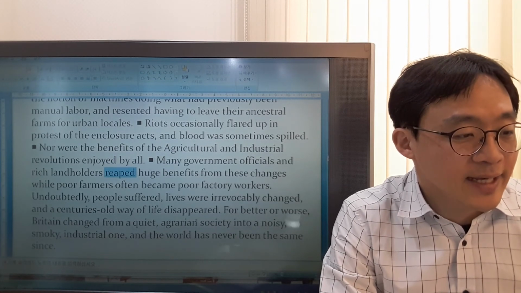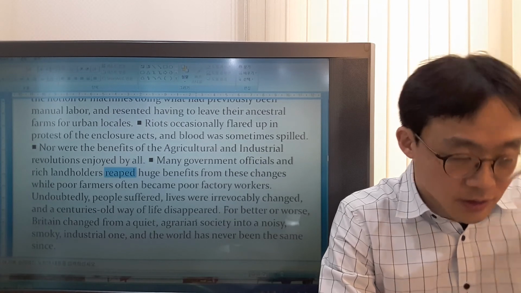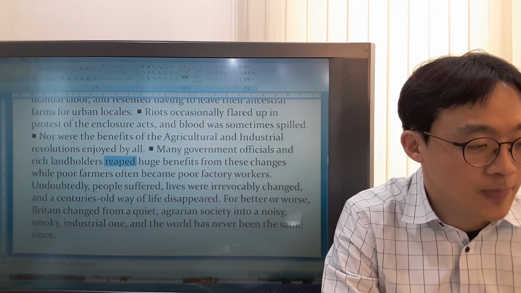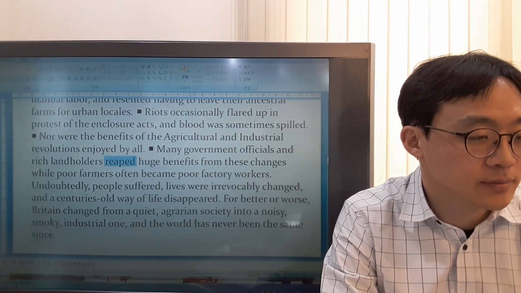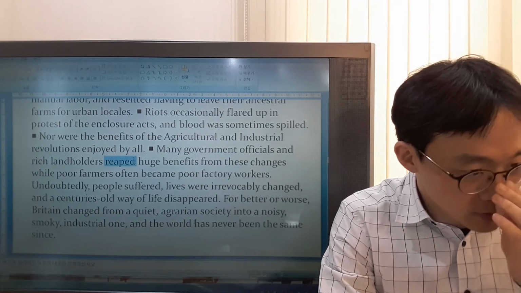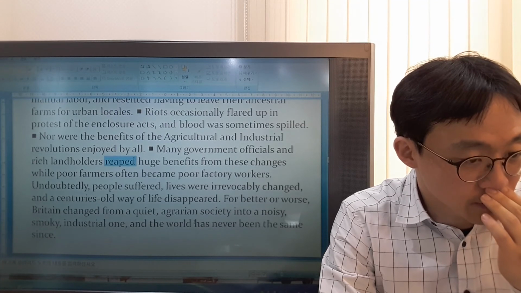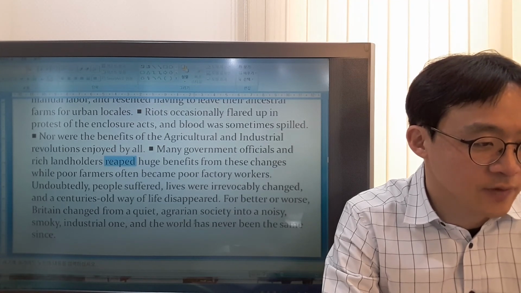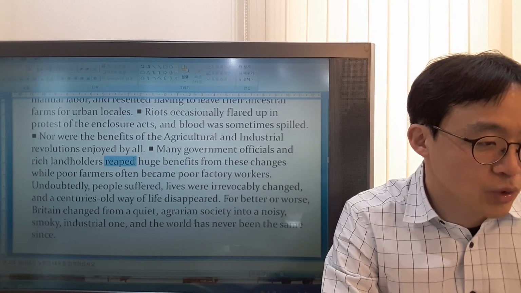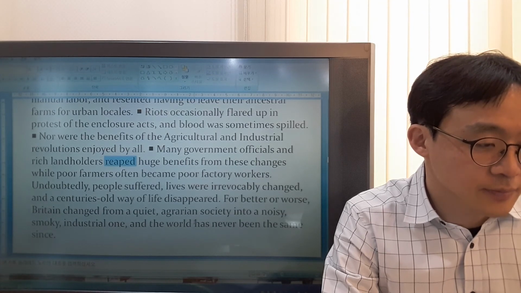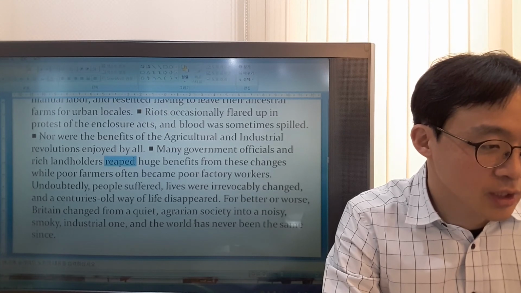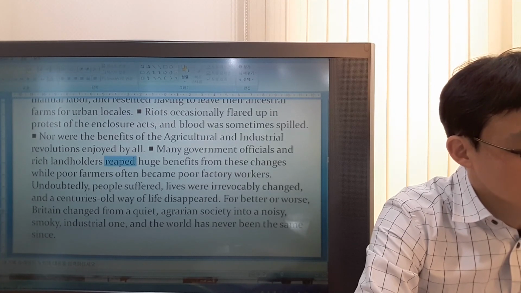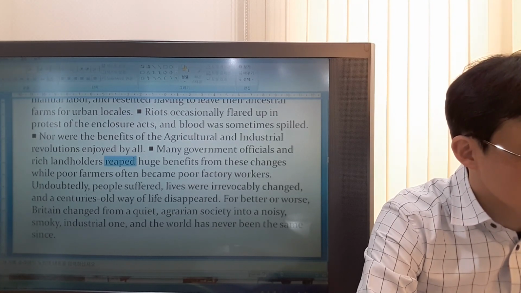Government officials and landowners enjoyed a large benefit, while the poor farmers became poor factory workers. And there's no doubt that people suffered and their lives changed in a way that can't be undone. All right? And the old ways of life disappeared. So Britain changed from a quiet agricultural society into a noisy, smoky industrial society, and the world has been changed greatly since then. Do you understand?